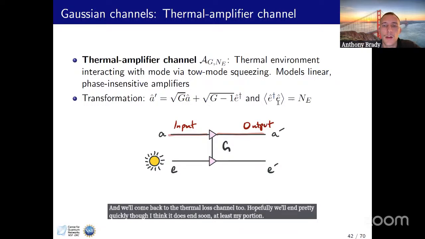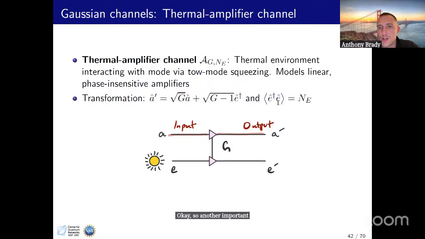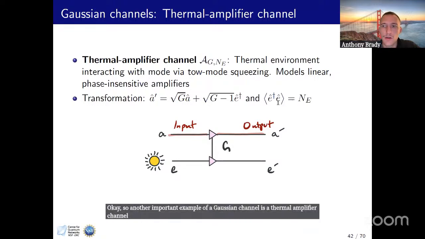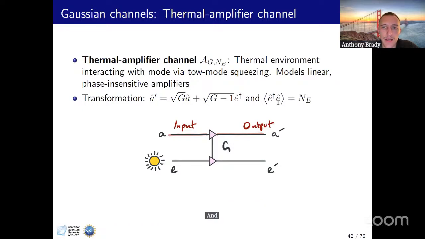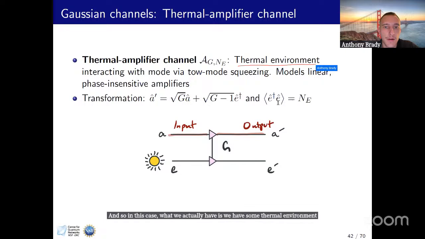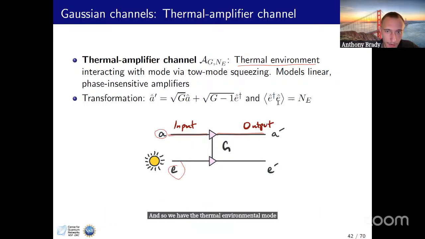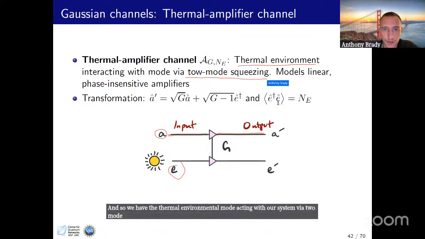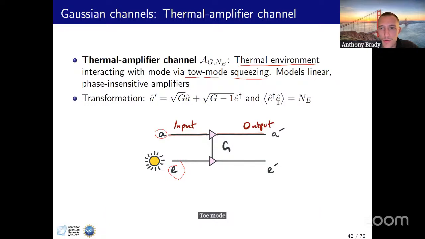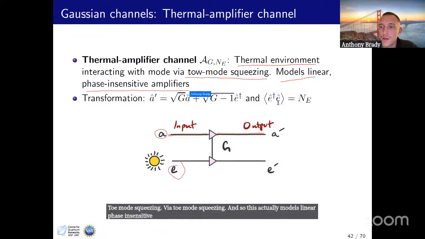Okay, so another important example of a Gaussian channel is a thermal amplifier channel. So instead of losing photons, you have some amplification. In this case, we have some thermal environment interacting with some mode. We have some system mode A, and we have some environment mode E. The thermal environmental mode acts on our system via two-mode squeezing. And this actually models linear phase-insensitive amplification, so noisy linear amplifiers. The transformation in this case is just the square root of the gain times the input plus this environmental piece.